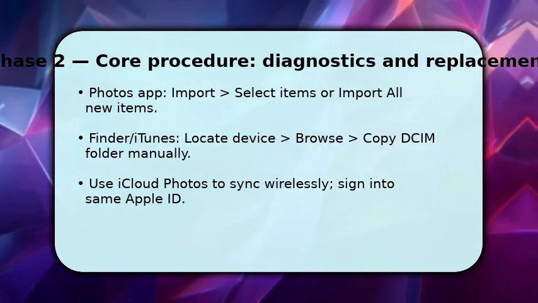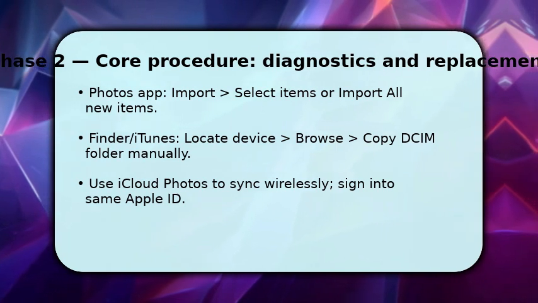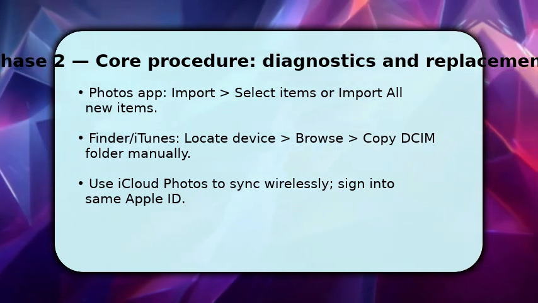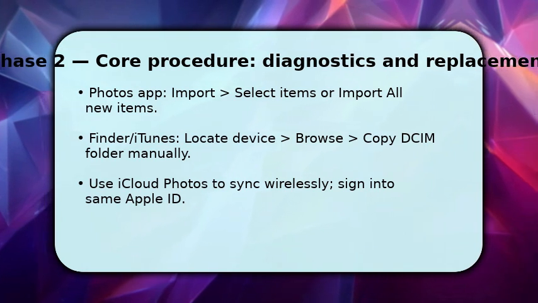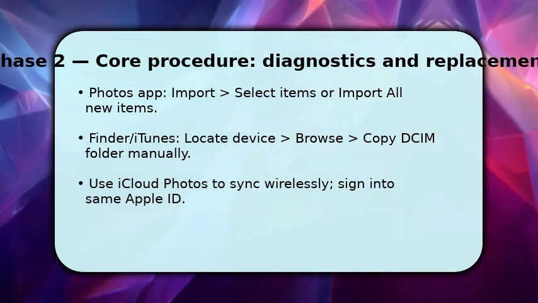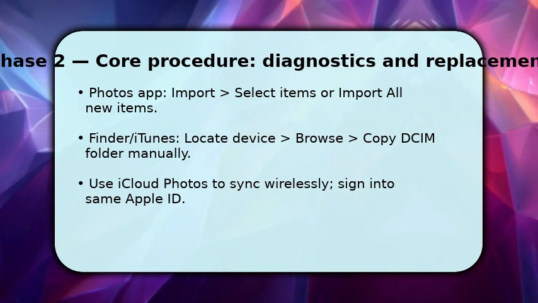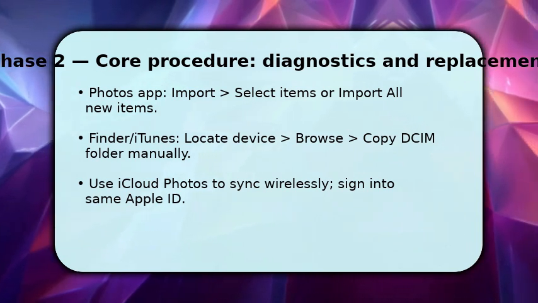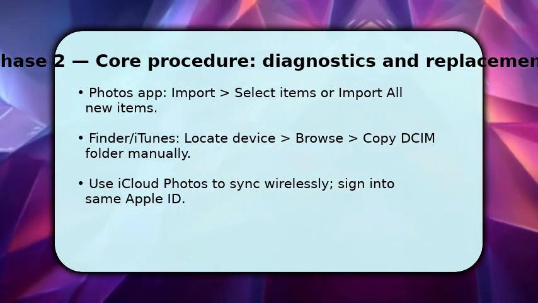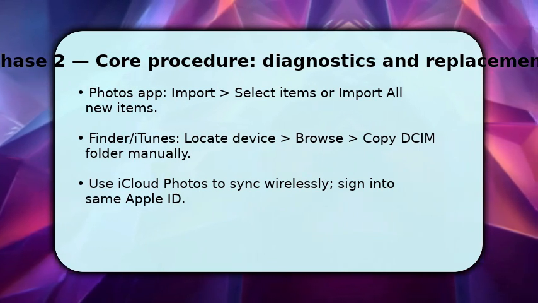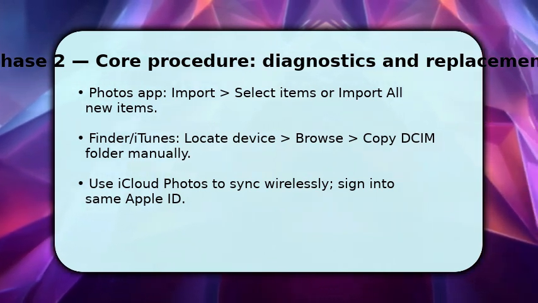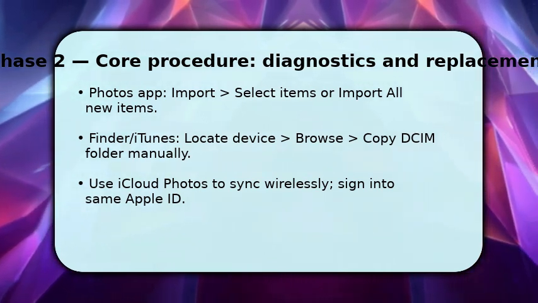This preserves albums in many cases. In Finder or iTunes, you can browse the device and copy the DCIM folder directly to a local folder if you want raw files. If you prefer wireless access, enable iCloud Photos on the phone and the computer with the same Apple ID, then wait for sync. This avoids cables, but requires adequate iCloud storage.